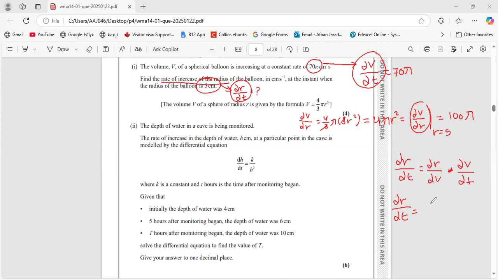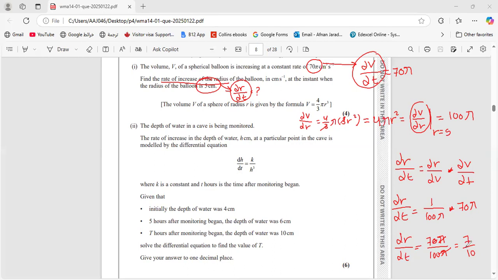dr over dt equals dr over dV, flipped, which is 1 over 100 pi, multiplied by dV over dt, which equals 70 pi. So dr over dt equals 70 pi divided by 100 pi, and pi cancels with pi, and the zeros cancel, which equals 7 over 10. So dr over dt equals 7 over 10.